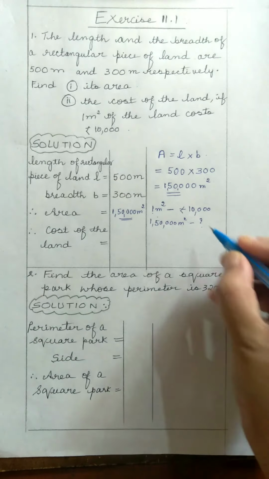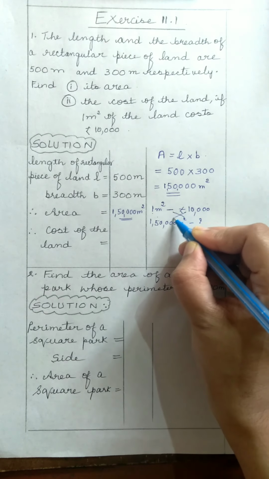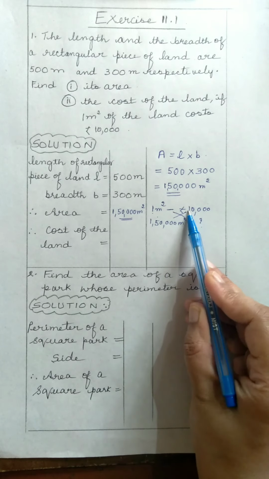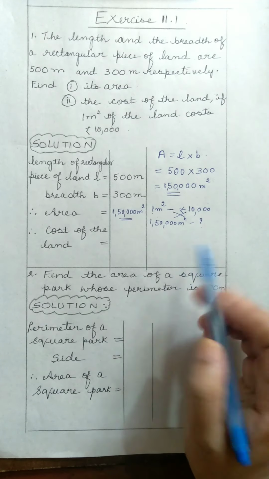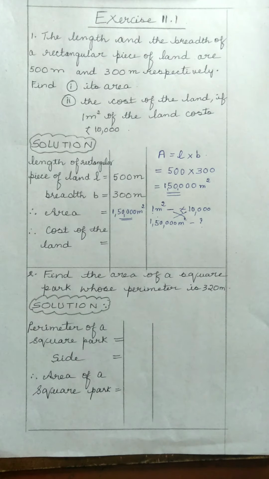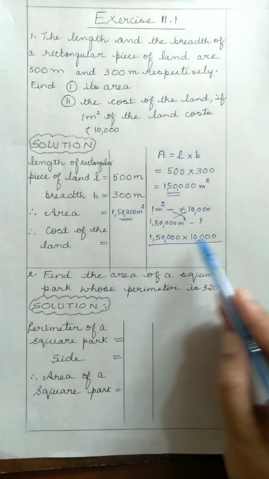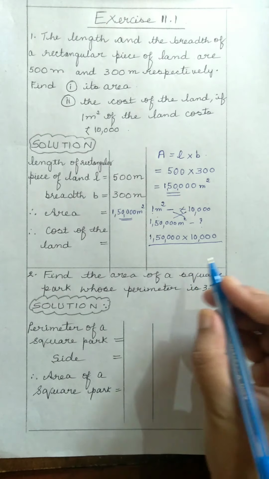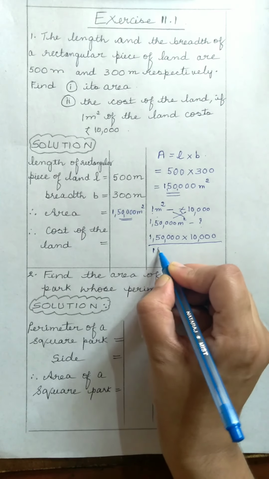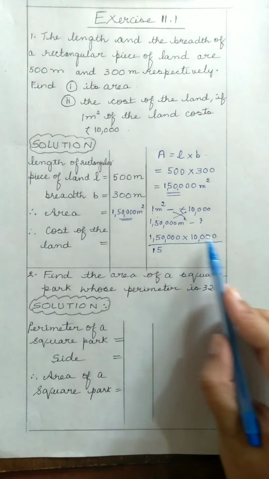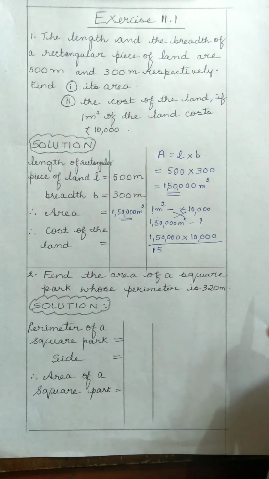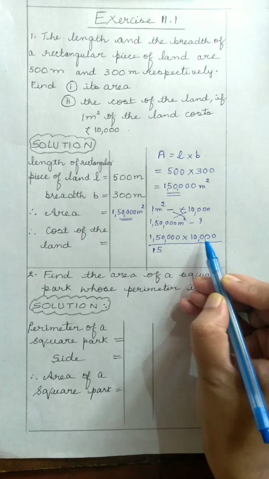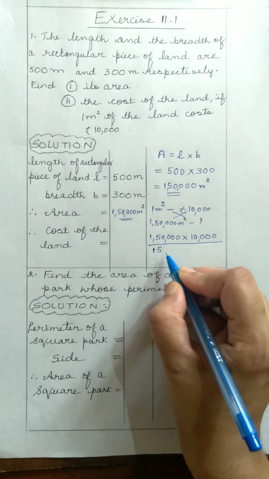In the next step, children, we shall cross multiply this. So, when we cross multiply, 1,50,000 into 10,000 divided by 1. Therefore, on cross multiplication, we have multiplied 1,50,000 into 10,000. Now, write the number 15 as it is. Since we have zeros, we will write 1 and 5 as it is. Then count the number of zeros. 1, 2, 3, 4, 5, 6, 7, 8 zeros are there. So let us write here.